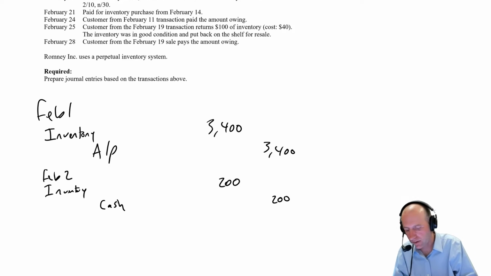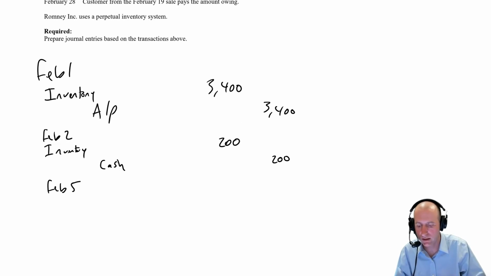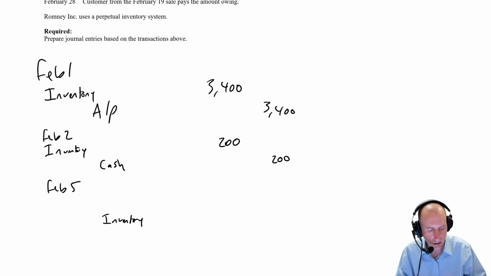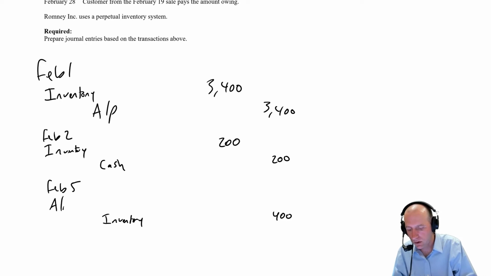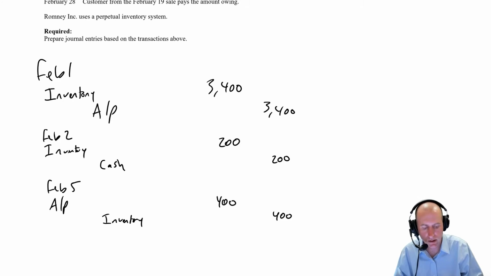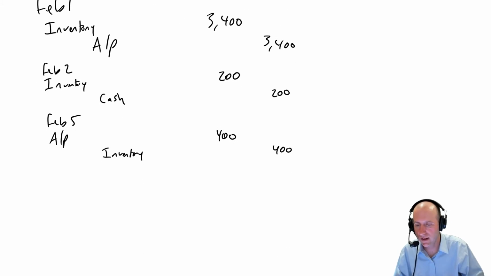February 5th. Bad news here, we returned $400 of inventory. Okay, so we were returning some inventory. Credit inventory $400. Debit AP, we're saying we don't owe you that $400 anymore. We are returning the inventory. We're assuming everybody agrees to that. February 9th, we pay for the inventory.